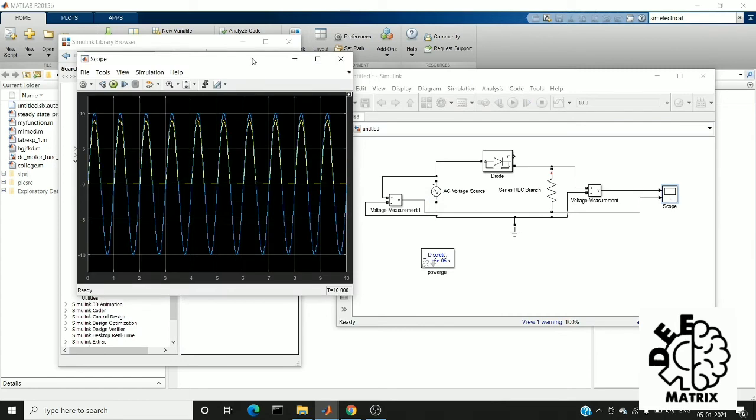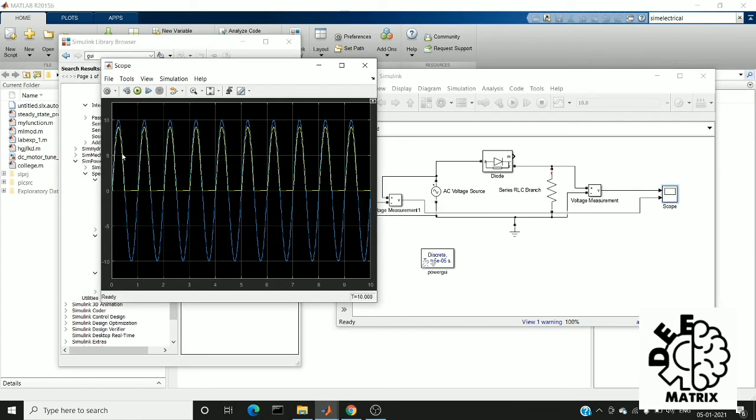Now you can see this blue color signal is my AC input, and the yellow one is the clipped output. Here you can see the negative cycle is clipped because I have placed this diode in this position. If I rotate the diode and place it in the opposite direction, the negative half cycle will be shown and the positive half cycle will be clipped.